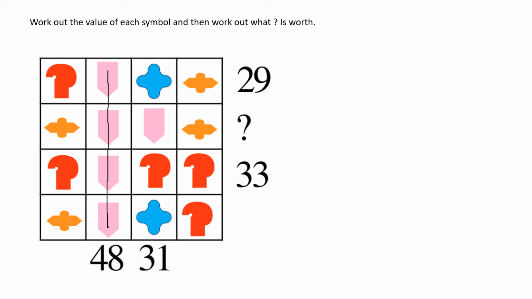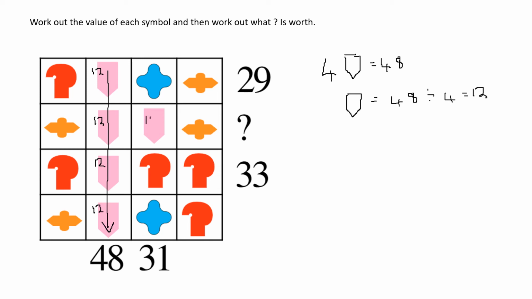So I've got 4 pink pennants. So I know that 4 of that shape are worth 48. So therefore each one will be worth 48 divided by 4, which will give me 12. So each one of these pink shapes is worth 12. Let's just write those in the boxes.